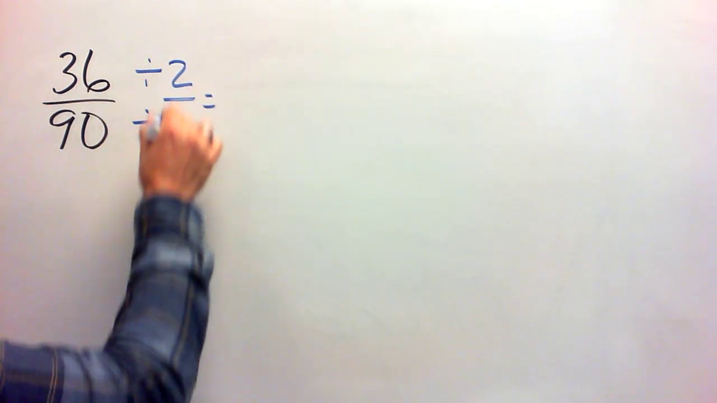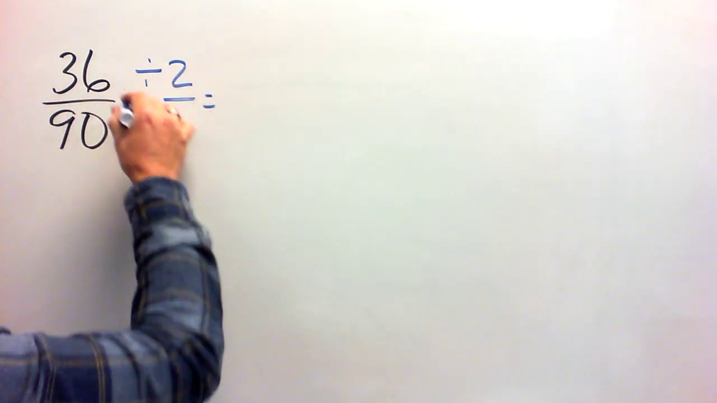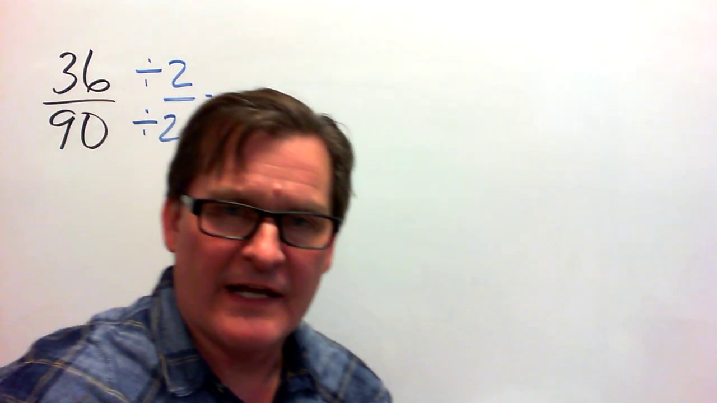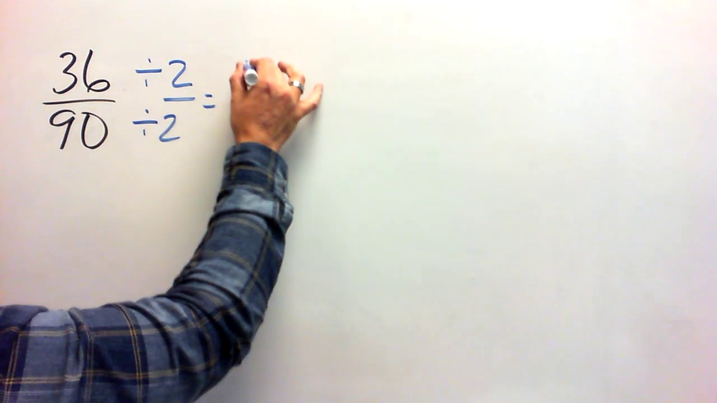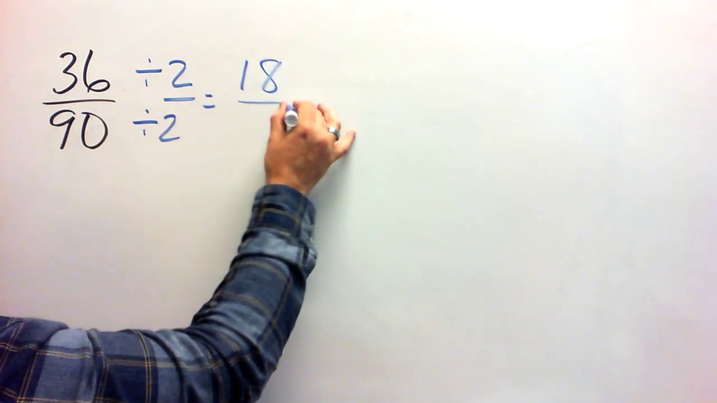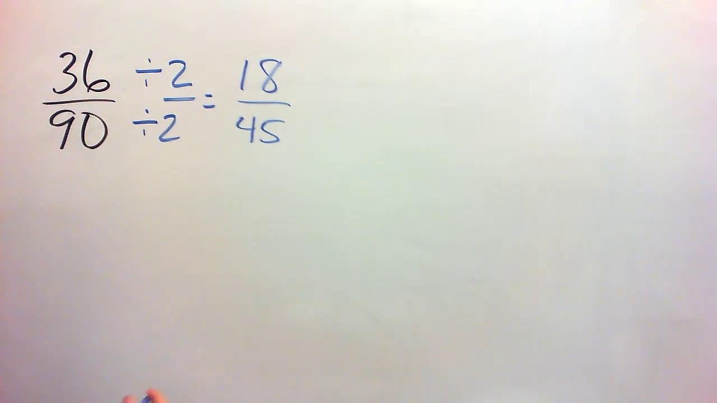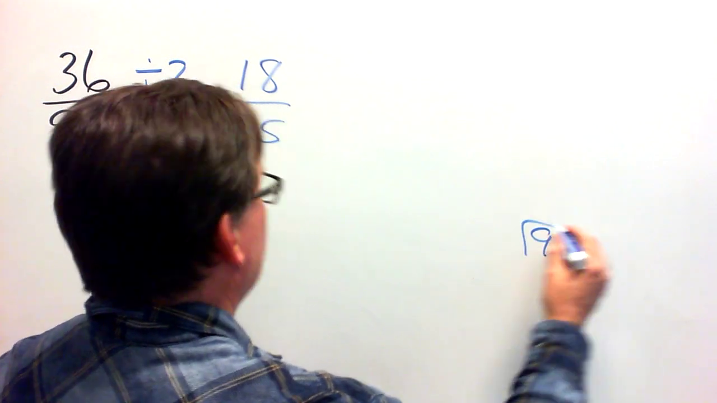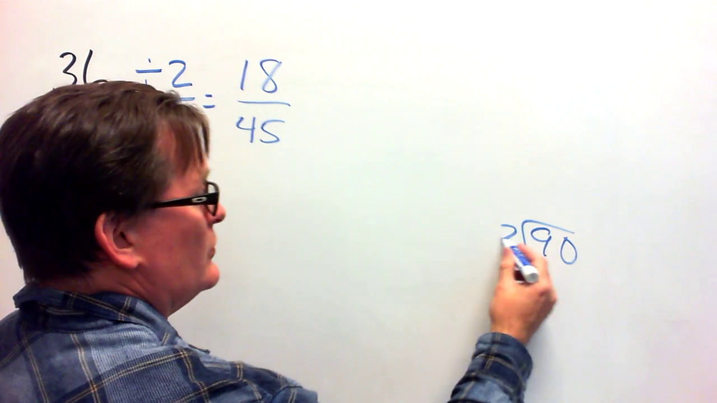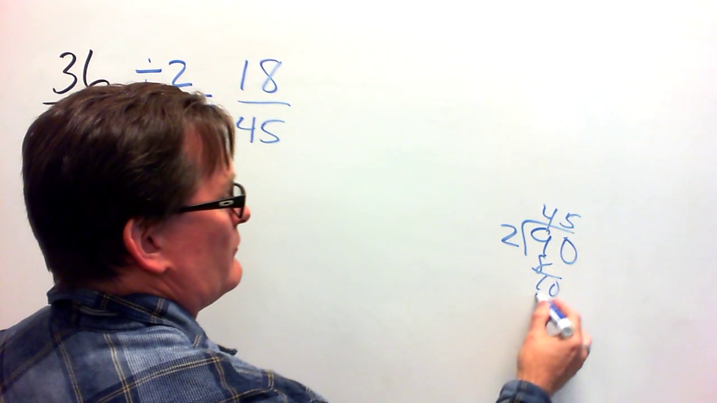Since I'm dividing ultimately by 1, 2 over 2, this is a legal move. Multiplying or dividing by 1 doesn't change it, it just puts it in a more simplified form. 36 divided by 2 is 18. 90 divided by 2 is 45. Again, this is a more difficult fact to retrieve, so you may actually have to come to the side, then take 90 divided by 2, go through your steps for multiplication, and end up with 45.